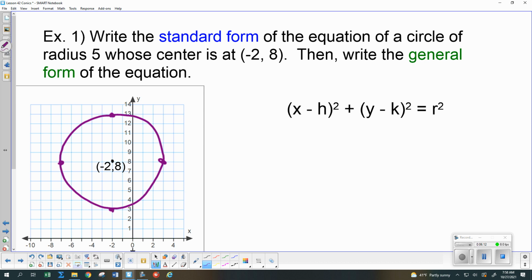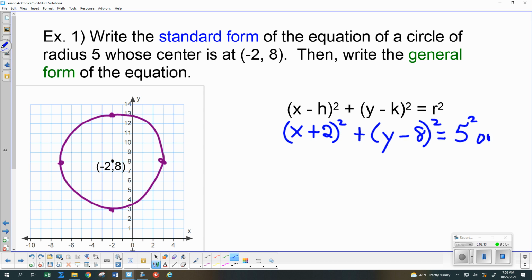So we are going to plug in the center. For the standard form, x minus the negative 2 and square that, and y minus the 8 and square that, and then write down that that is either 5 squared or 25. And that is your standard form. You can do the 5 squared or the 25 or both on that. But for standard form, you leave it with the parentheses so that it shows you just looking at it what the center has to be, that it's the opposite of the 2 things in the parentheses.